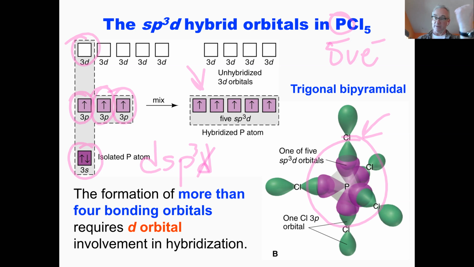So now that you've pulled a d orbital in and mixed them all together, now we have 5 regions of electron density. And now we have good old trigonal bipyramidal shape, where we have sp3d orbitals overlapping with the p orbitals of incoming chlorine. What about if you have 6?